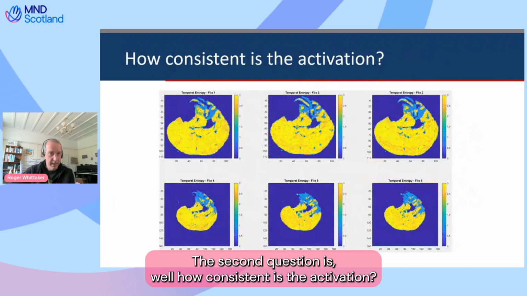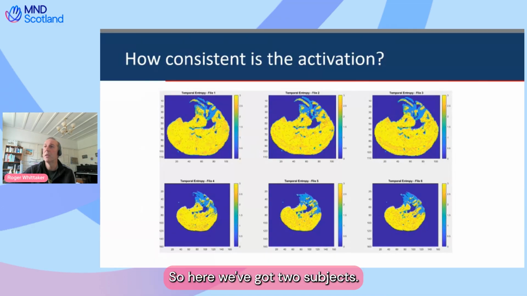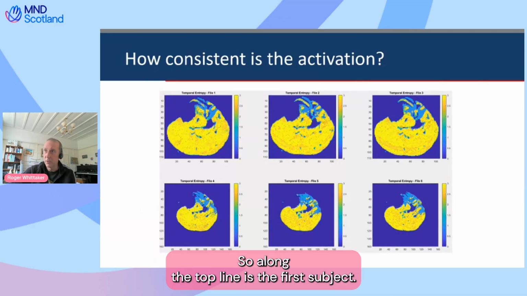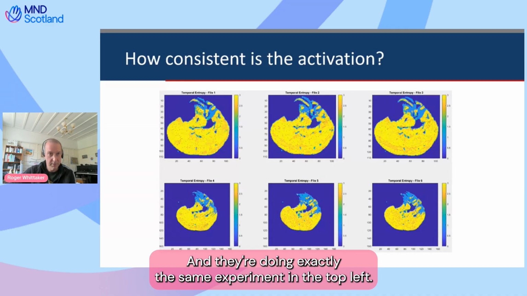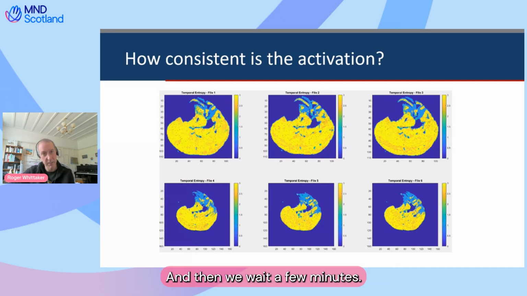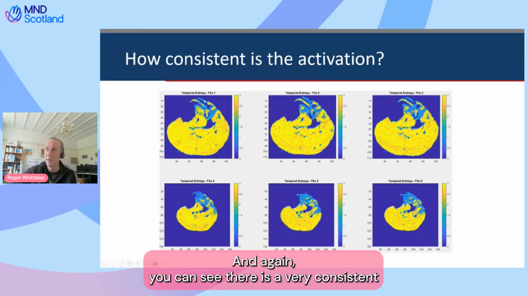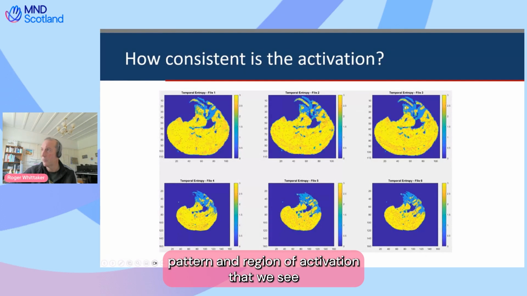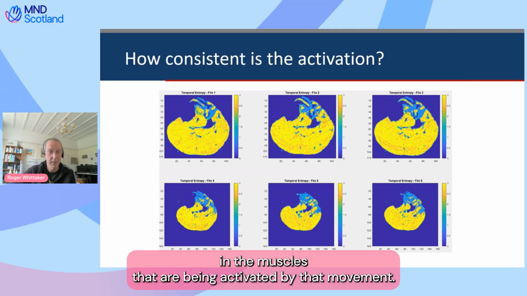The second question is, well, how consistent is the activation? If you remember, we need to be able to activate the same population of motor units. So here we've got two subjects. Along the top line is the first subject, and they're doing exactly the same experiment in the top left, and then we wait a few minutes, and then we repeat the experiment in the middle, and then we wait a few minutes, and then we repeat the experiment on the right. And again, you can see there is a very consistent pattern and region of activation that we see in the muscles that are being activated by that movement.